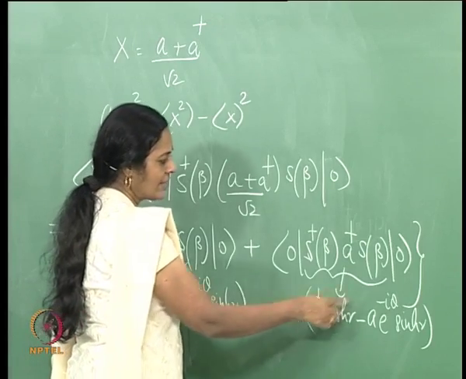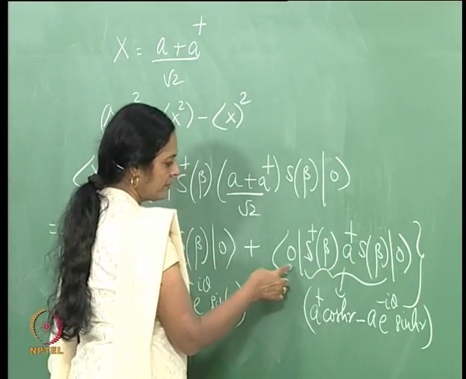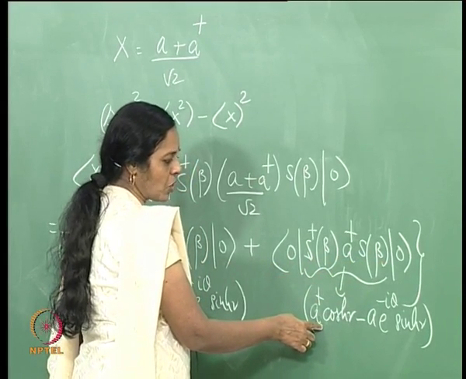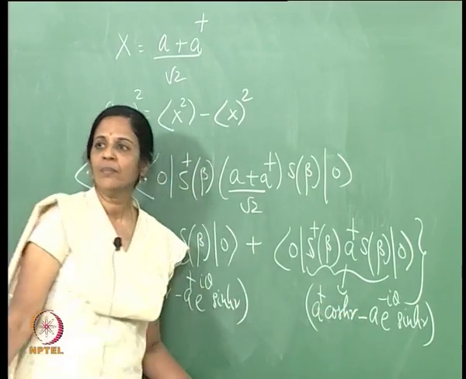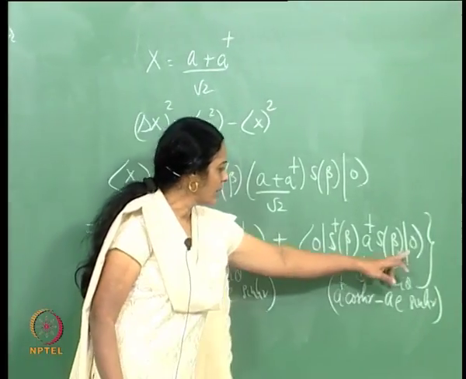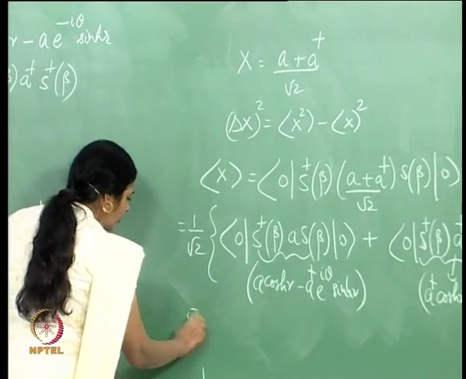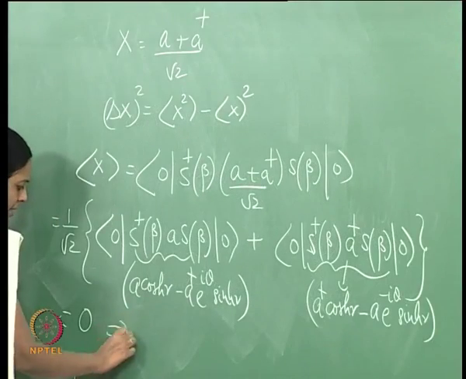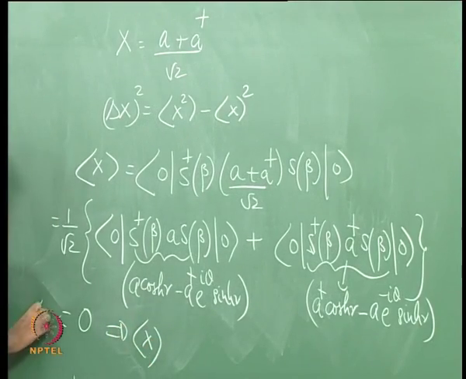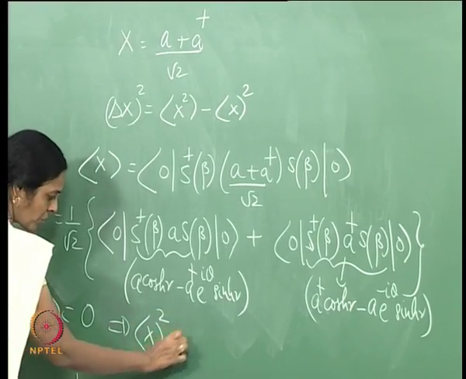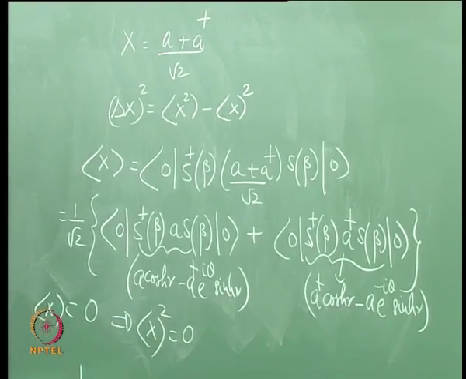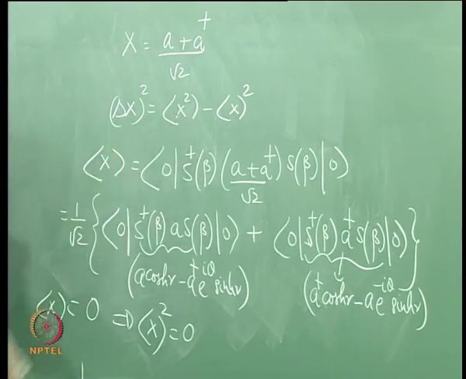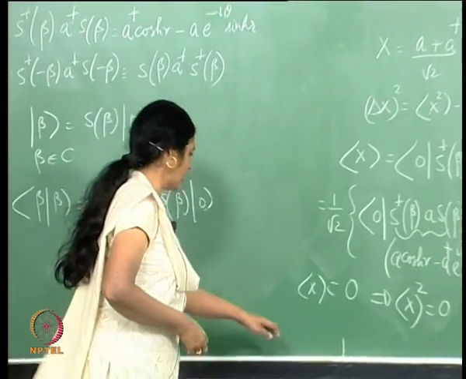Similarly, A dagger acts on ket 0 to give me ket 1. The inner product of bra 0 with ket 1 is 0, so the first term does not contribute. As to the second term, A simply annihilates ket 0, and therefore none of the terms contribute, and I have expectation value x is 0, which implies expectation value x, the whole squared, is also 0. The non-trivial contribution therefore comes from expectation x squared, which is what we will proceed to find now.